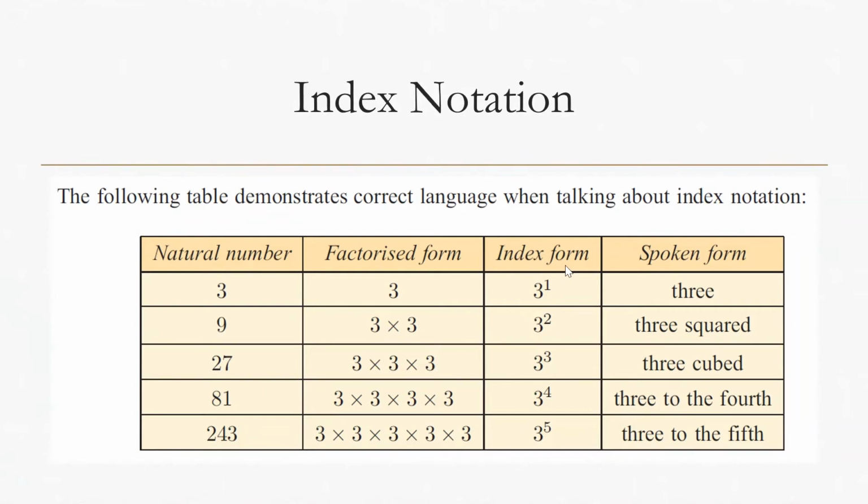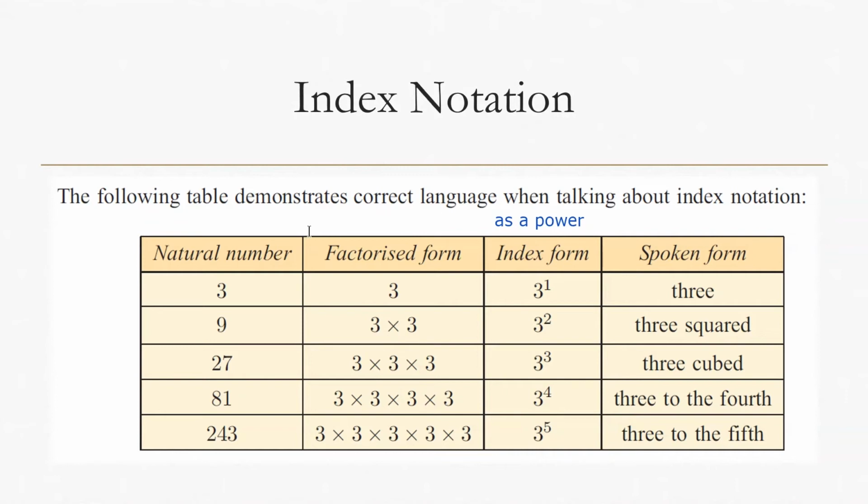Then index form, or sometimes you might see this called just a power. We have 3 to the power of 1, for instance, for 3, 3 to the power of 2, 3 to the power of 3, 3 to the power of 4, 3 to the power of 5, or 3 squared, 3 cubed. Then we have the spoken form. This is how we say it, or how we read it. So 3, obviously, 3 squared, 3 cubed, 3 to the 4th, 3 to the 5th, or you could say 3 to the power of 4, 3 to the power of 5. So this is just showing the different forms when we have index notation.